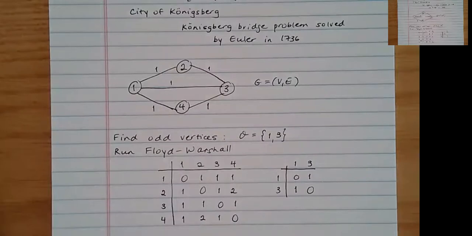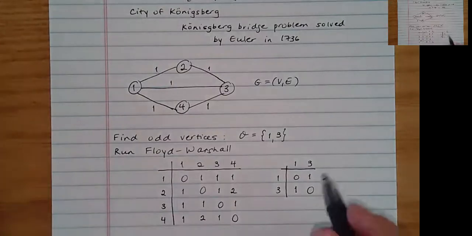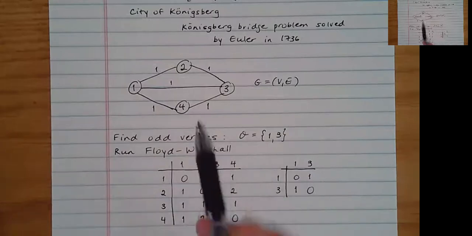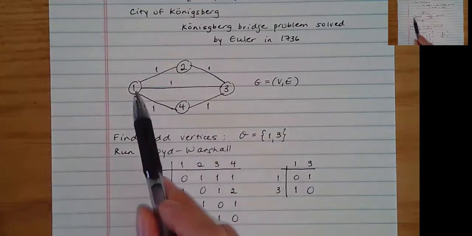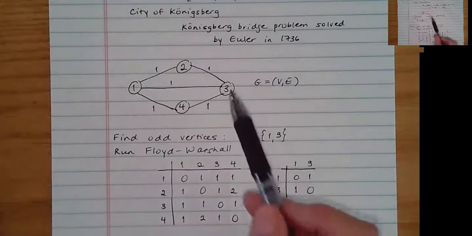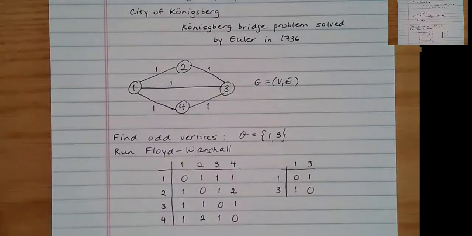So this, of course, is a tiny little example, but this tells us that the cost of going from 1 to 3 in this original graph G can be done at a cost of 1. Okay, so that will be information that we're going to need to use.